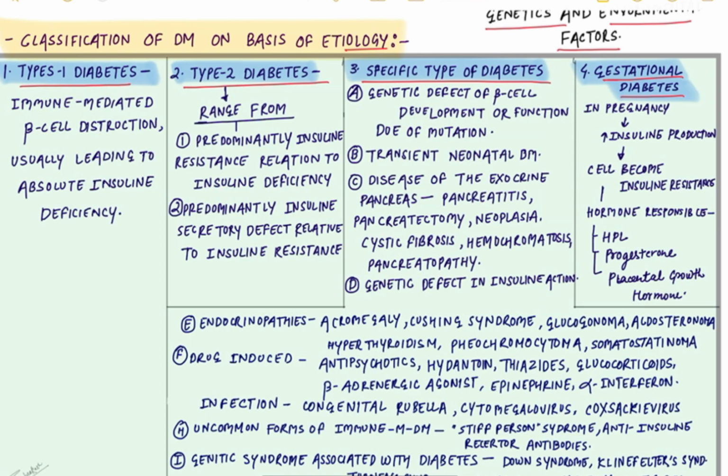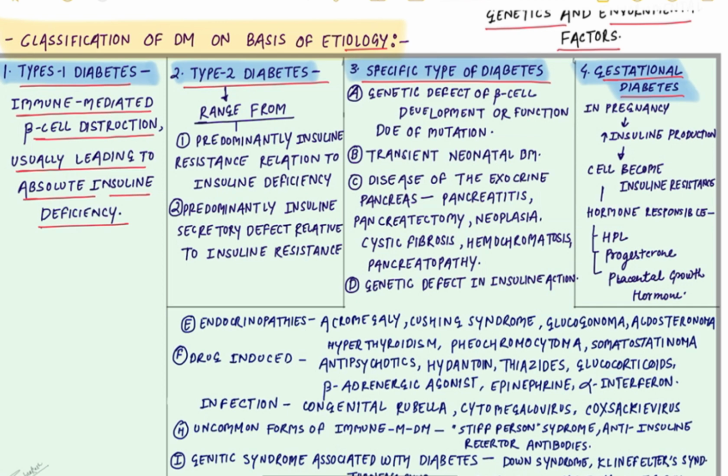Number 1, type 1 diabetes. In type 1 disease, the patient has an autoimmune disease where the body produces antibodies against the beta cells, called immune-mediated beta cell destruction, usually leading to absolute insulin deficiency that causes type 1 diabetes.